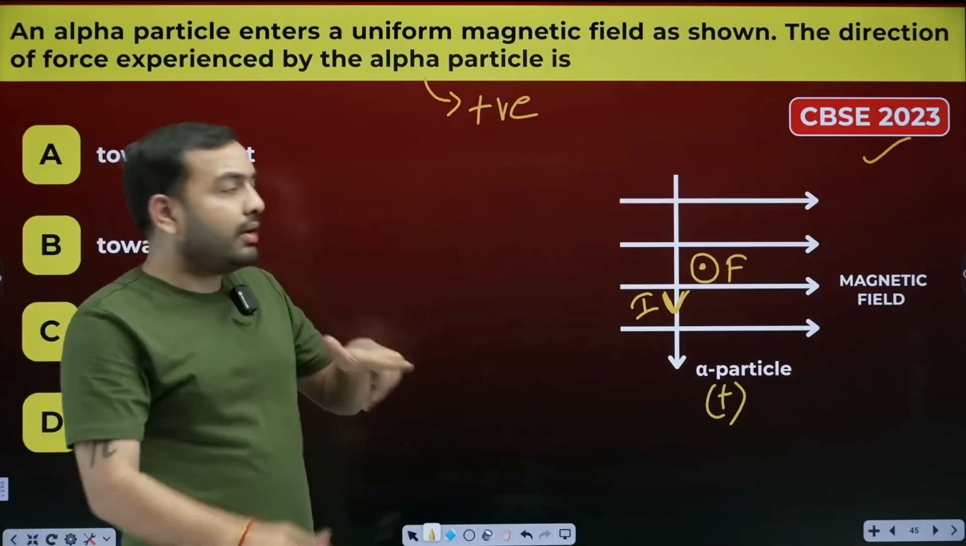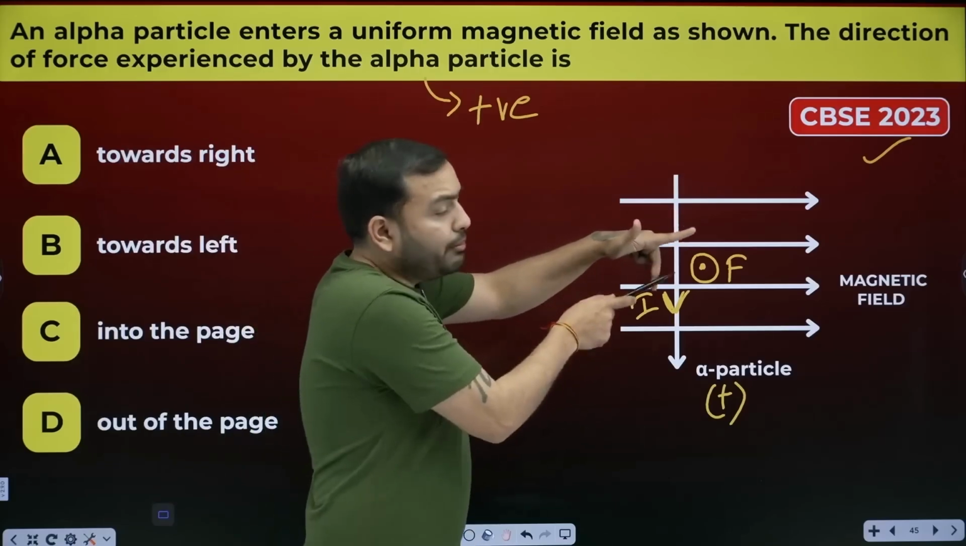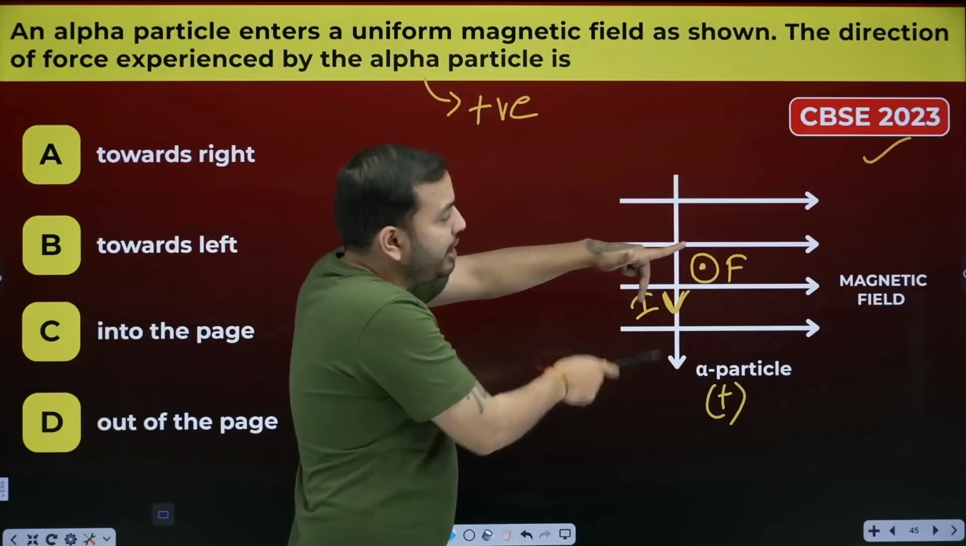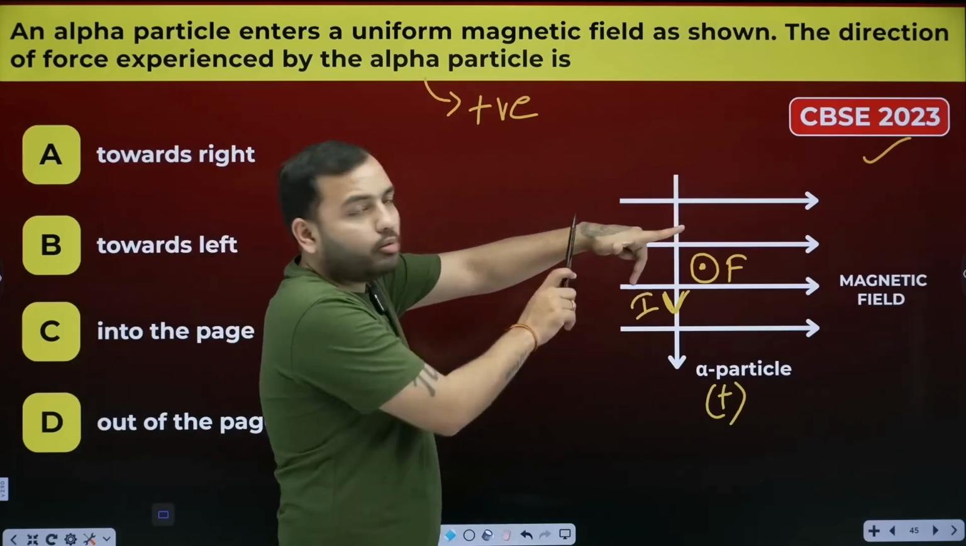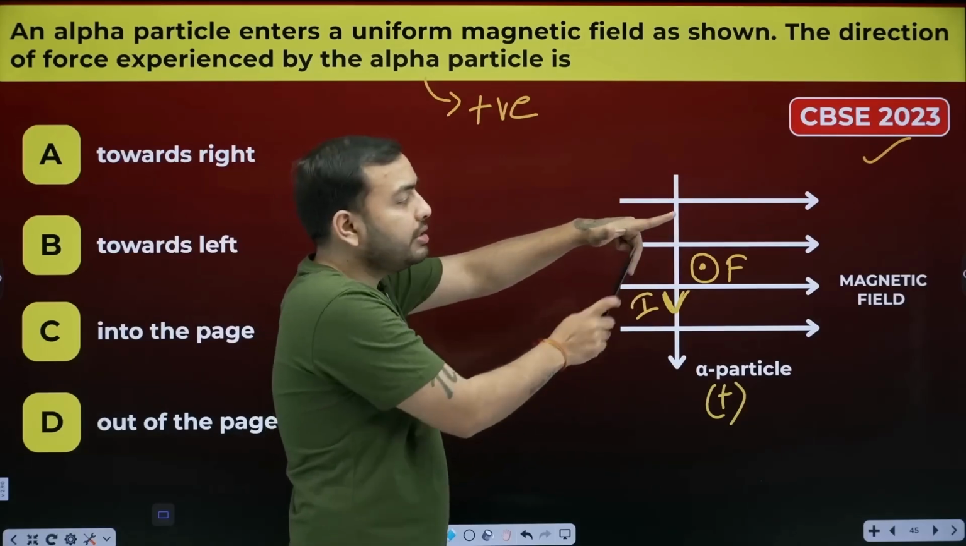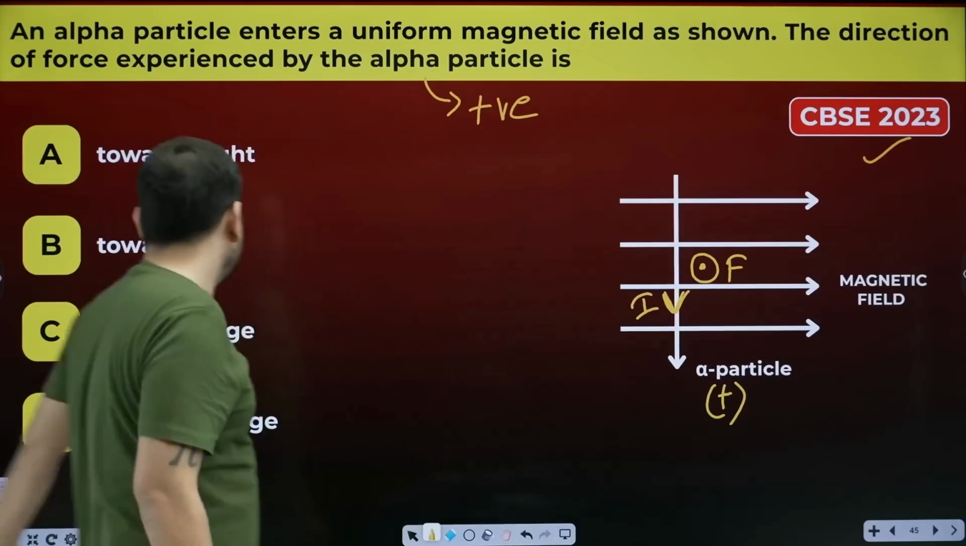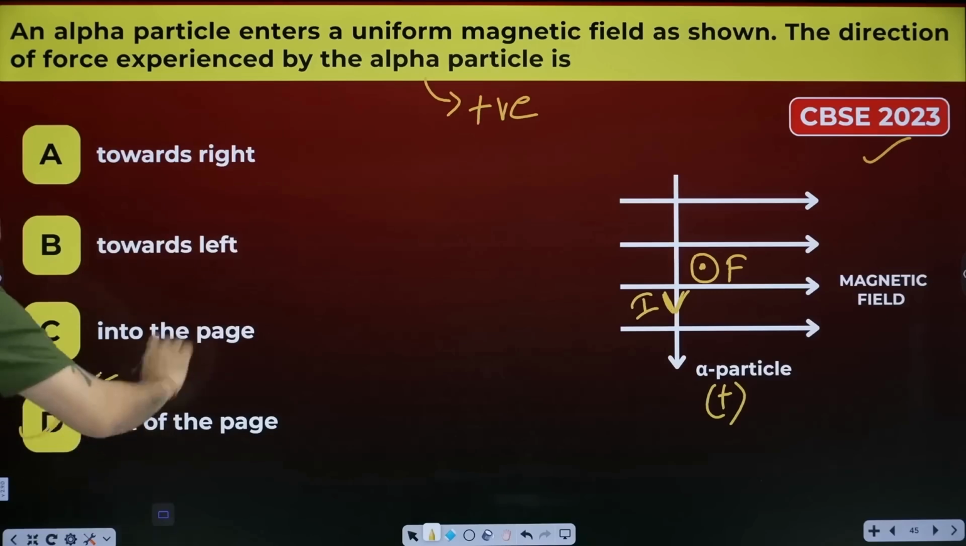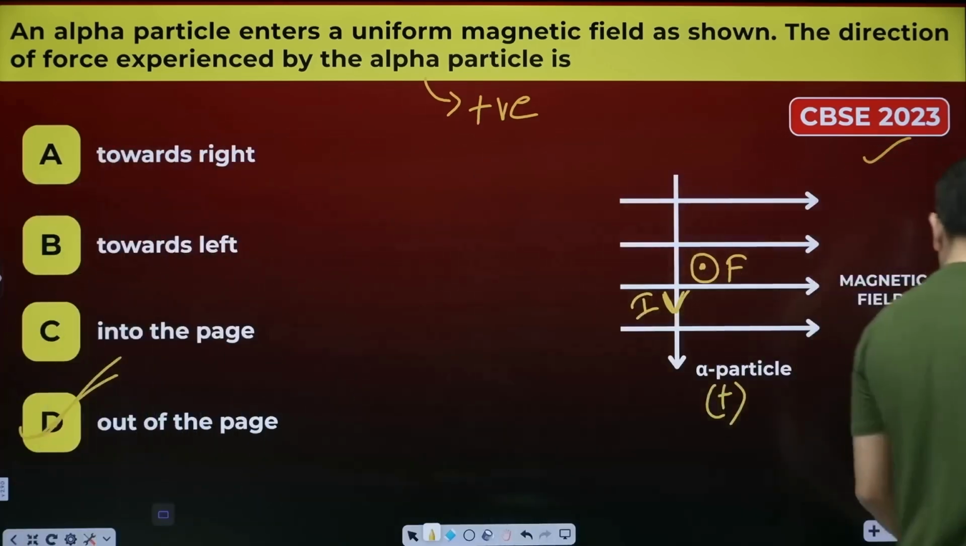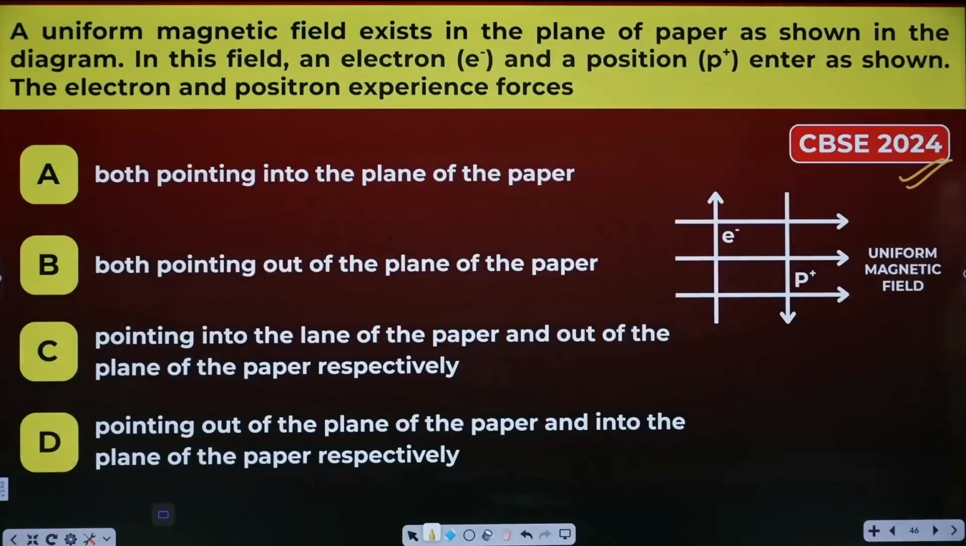Come on, let me do it with Fleming's left hand rule. Forefinger in which direction? Of the magnetic field. Done. Middle finger in which direction? It is automatically in the direction of current. Thumb is coming where? Out. And what do you get from the thumb? Force, F. Force is obtained from the thumb, where? Outwards. So the option will be this: out of the plane of the paper. Clear?